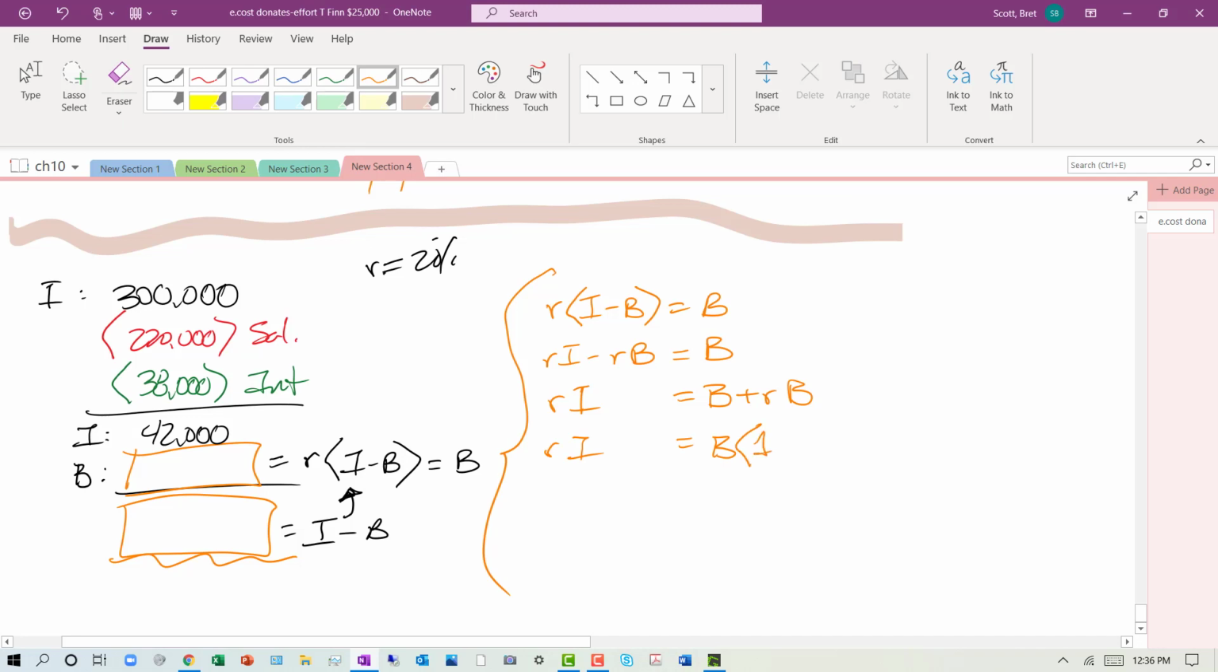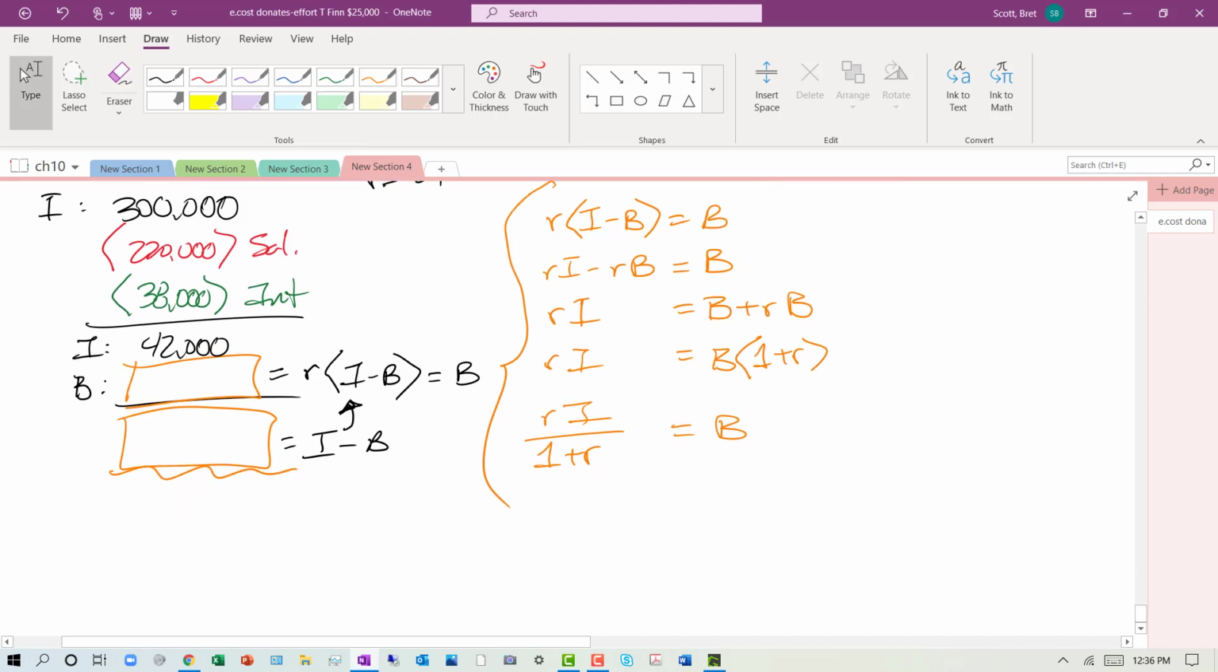B times (1 plus R). And let's move the 1 plus R over to the left-hand side. So R times I divided by (1 plus R) equals B. A lot of algebra there, but we've isolated our unknown variable. Now, if we know what I is, which we do, and we know R, which we do, we can start to multiply this out.